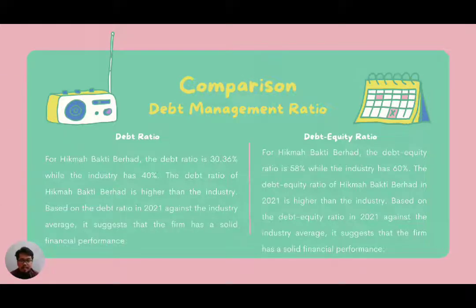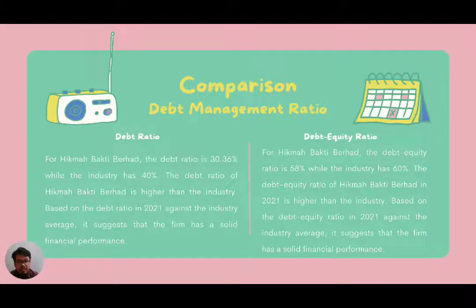And thank you, Hadif. Next, we talk about debt management ratio, which has three: debt ratio, debt equity ratio, and times interest earned. Now we talk about debt ratio for Hikmah Bati Berhad. The debt ratio is 30.36%, while the industry has 40%. The debt ratio of Hikmah Bati Berhad is lower than the industry. Based on the debt ratio in 2021 against the industry average, it suggests that the firm has a solid financial performance.